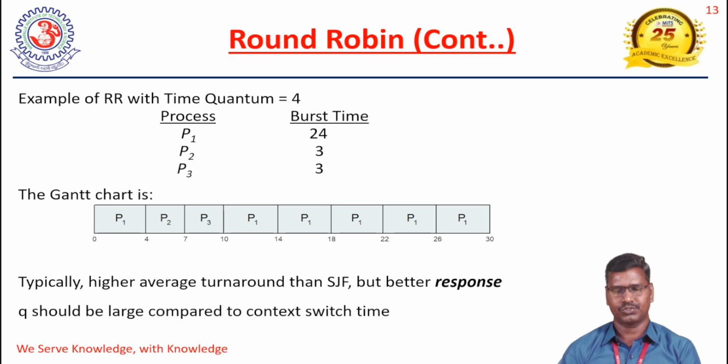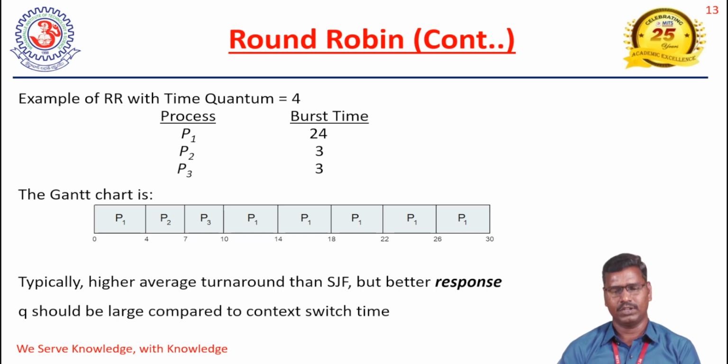So next process P2. The completion time for P2 is 3 milliseconds. It is lesser than the time quantum, so we need to take 3 milliseconds only. So 4 to 7, P2 is going to complete. And next P3 also is less than quantum time, so 3 milliseconds only. 7 to 7 plus 3, 10 milliseconds.